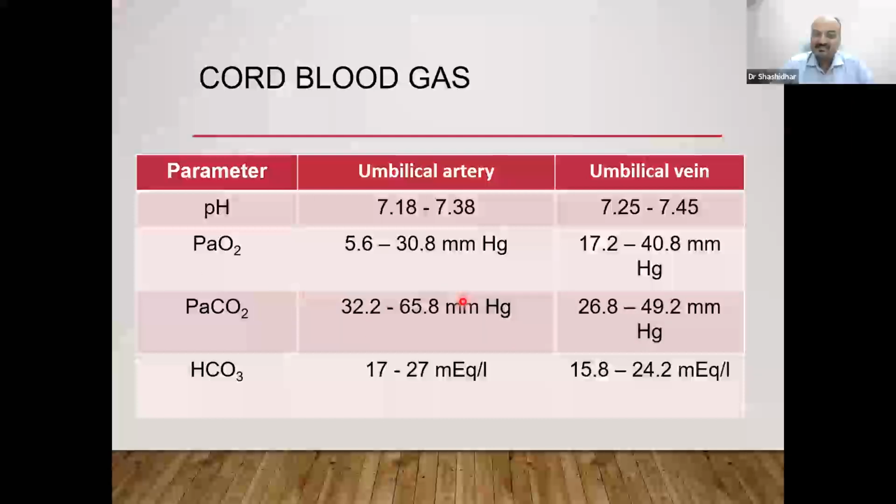PO2 is very low. PCO2 can be considerably higher, 35 to 65. And bicarb and base excess can be a little low. The umbilical vein is closer to normal newborn pH, 7.35 to 7.45. PO2 is again low, but higher than the artery. And PCO2 is lower than the artery because it contains the oxygenated blood from the mother. So we should know this before we interpret any cord blood gas.